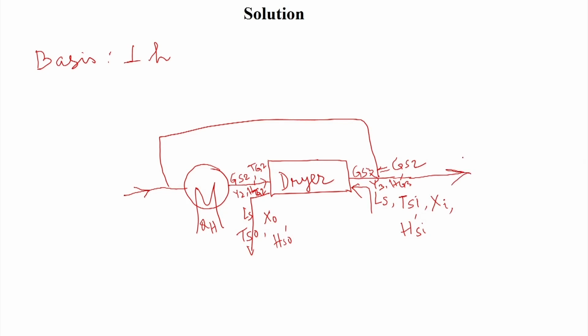So, that we can say is at Gs1. Let us take this Y3 will be the same, and Tg3 will be the same also, and we can say this Hg3 also will be the same. So, only one part out of this is actually recycled. So, this part, the total flow rate is Gs3 minus Gs1, and the humidity will be Y3, and the enthalpy will be Hg3 prime.